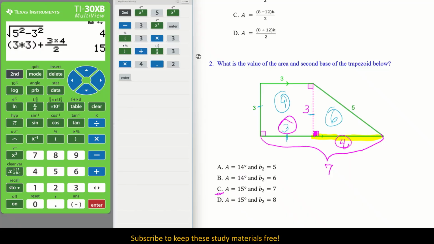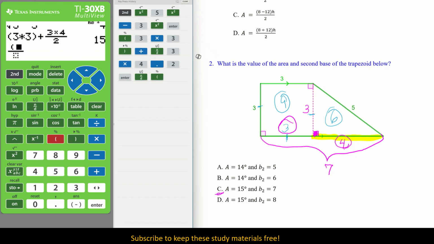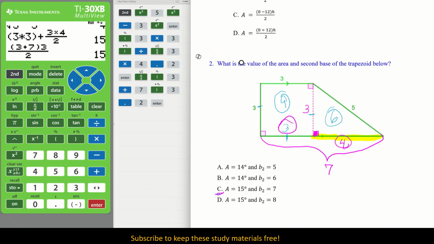But let's try it as the area of a trapezoid. This is a right trapezoid. Let's say fraction, parentheses. B1 is 3, but we need to add that to the 7 that we found. Close your parentheses, and our height is 3. Then that's all divided by 2. Now we should get 15, and we do. So I would say C is verified. All right, let's go to number 3.